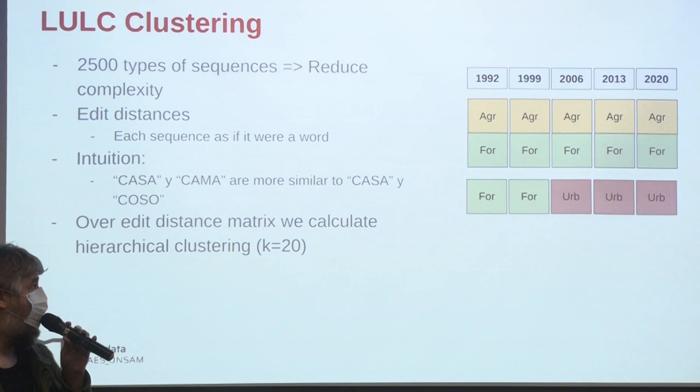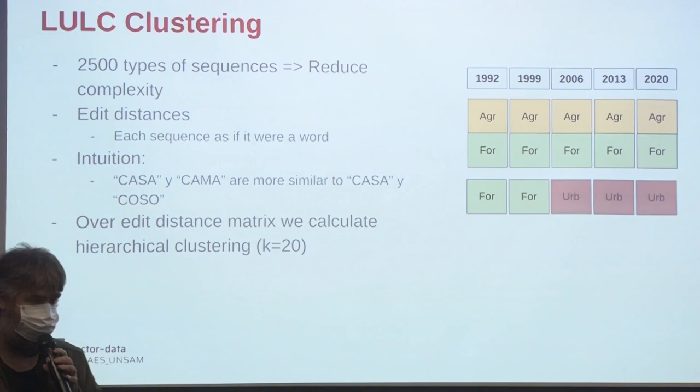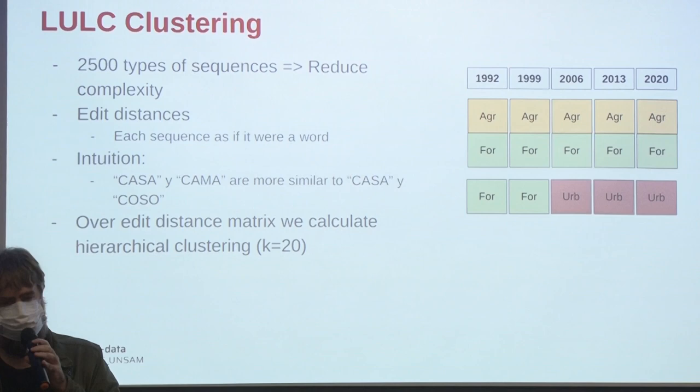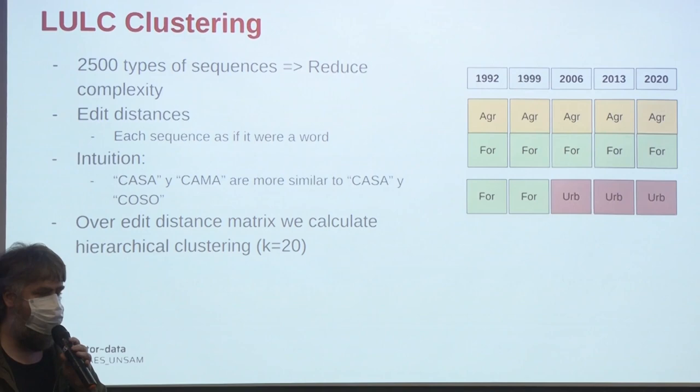So we had to perform some kind of complexity reduction, because there were too many to classify each one by hand. So what we did was try to think of each pixel sequence as if it were a word. And then we applied what are called edit distances. I'm not going to go into many details, but I'll try to give you some intuition.